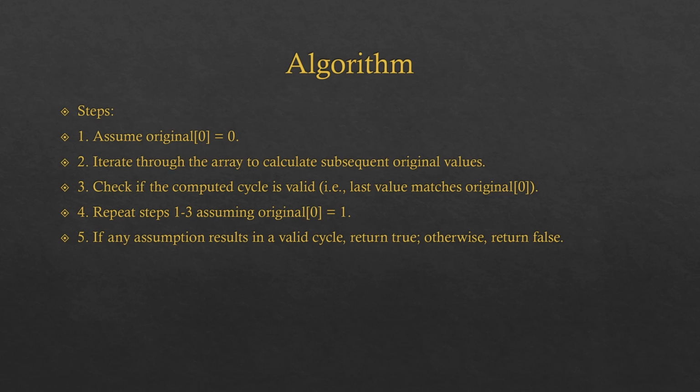Here's a step-by-step breakdown of the algorithm. First, we assume original[0] is 0. We iterate through the derived array and compute the next elements of the original array. After the iteration, we check if the last computed value matches original[0]. If it does, we have found a valid original array.